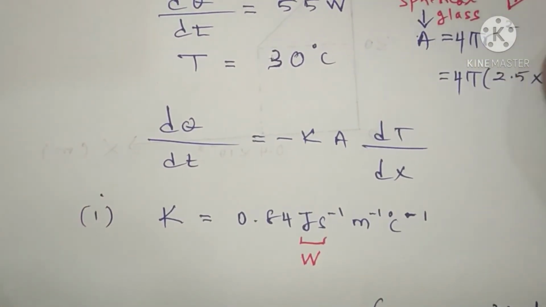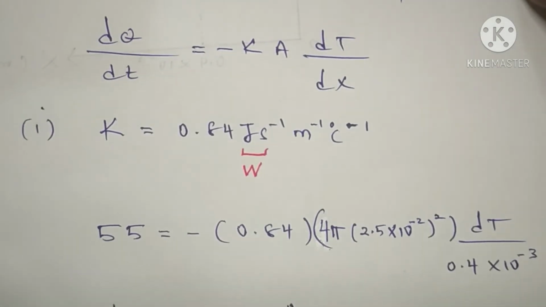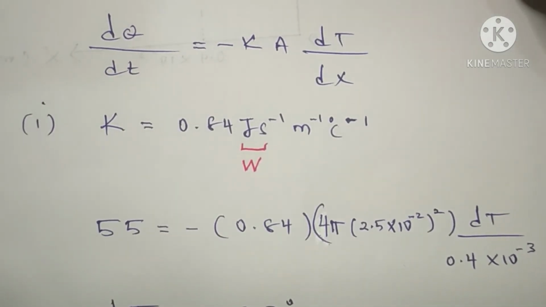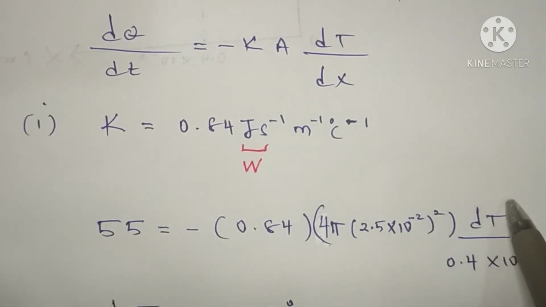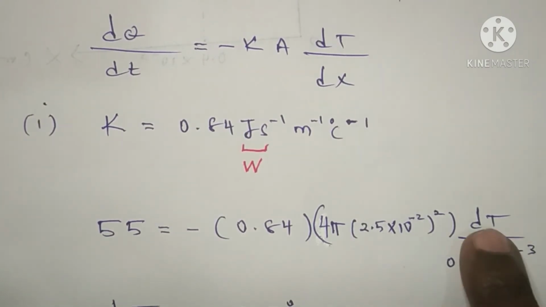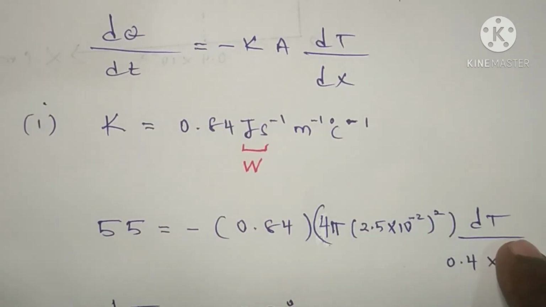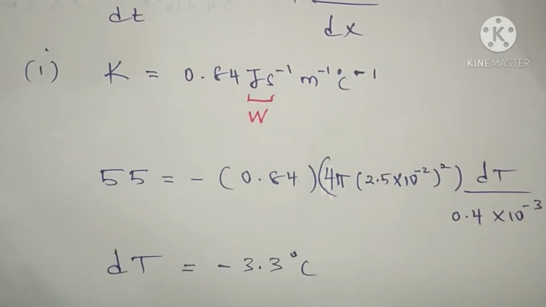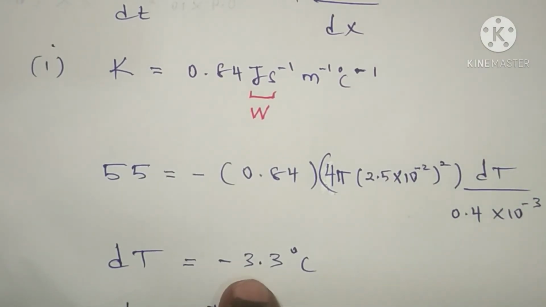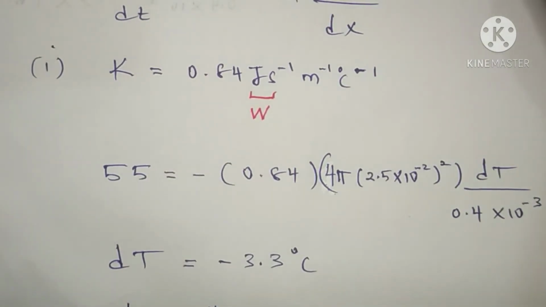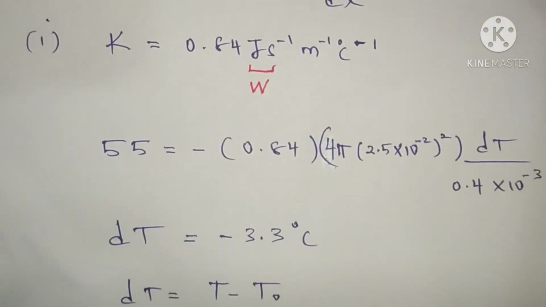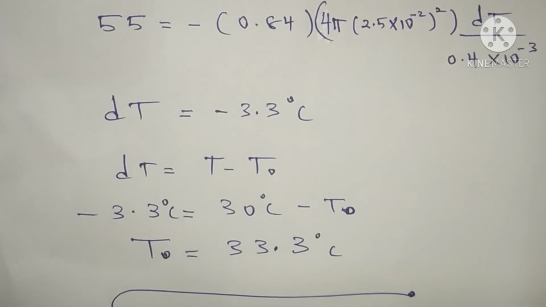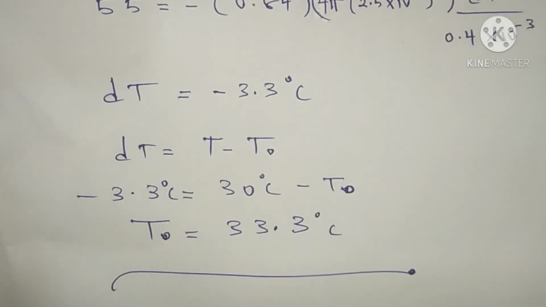Make sure you substitute all the values well, and make sure your algebra is right, because you have to find the dT. Press the calculator properly to get the dT. If you don't have the calculator, you can calculate later. So your dT, the change in temperature, is negative 3.3 degrees Celsius. Therefore, the temperature of the inner surface of the bulb is 33.3 degrees Celsius. Simple like a bubble without giving you any trouble.